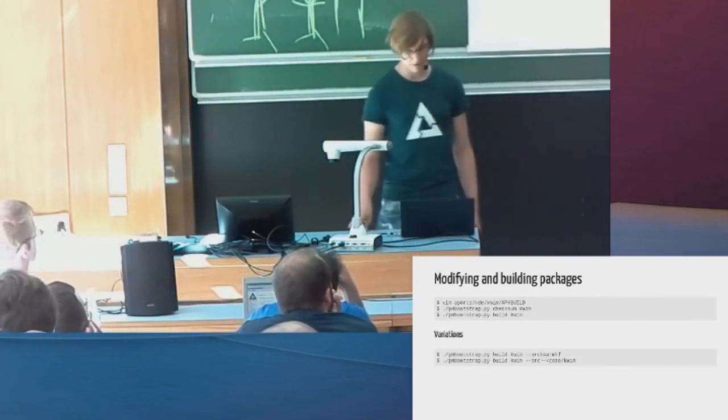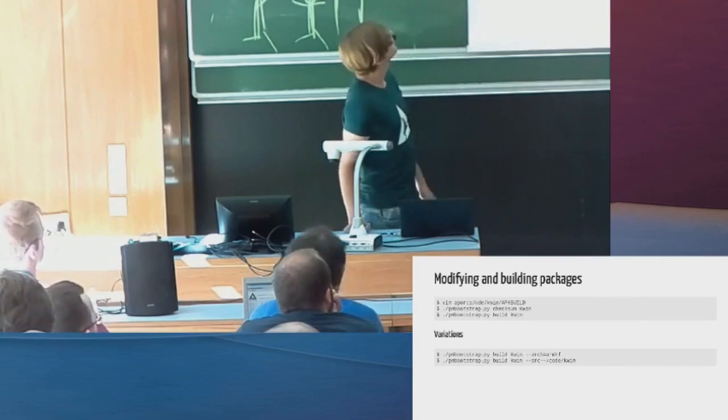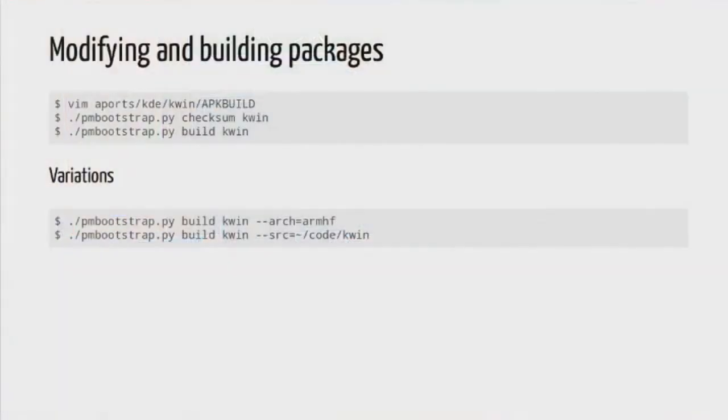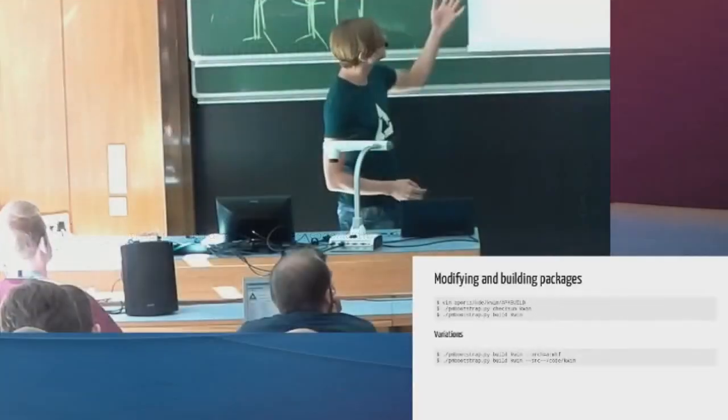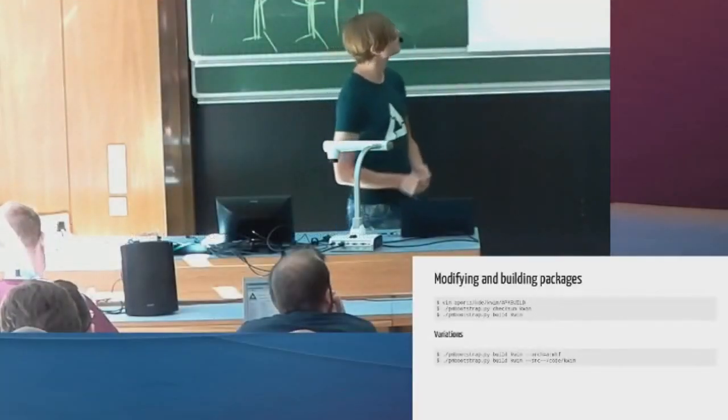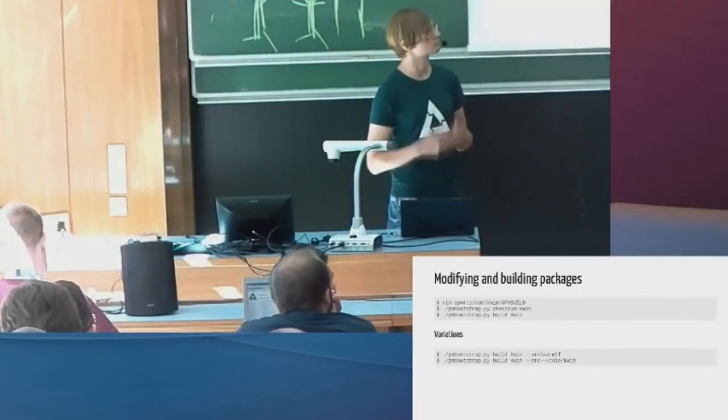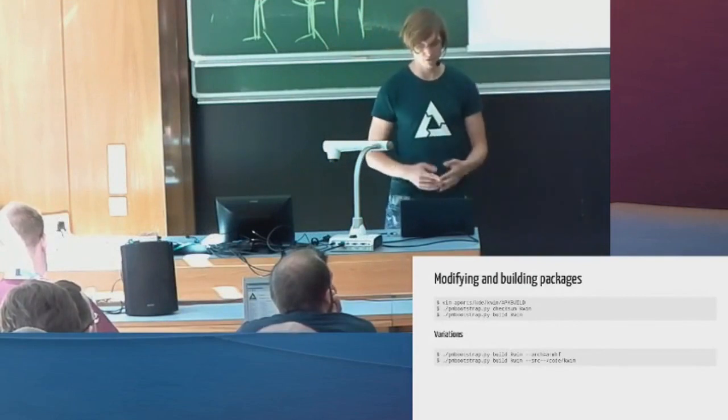We also have some variations for building. So if you want to cross-compile the package, you would just say --arch armhf, and that's it. And then it fires up the cross-compiler. And you can even specify a different source folder. So if you have Kwin checked out locally, and you want to do some bleeding edge patches, hacking on it, you would use this syntax, and you can, of course, combine those. And then it builds one instance directly from your source tree.